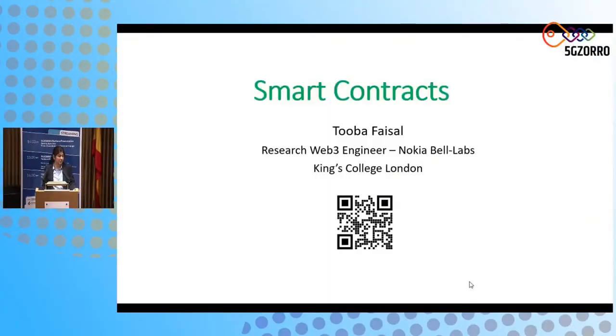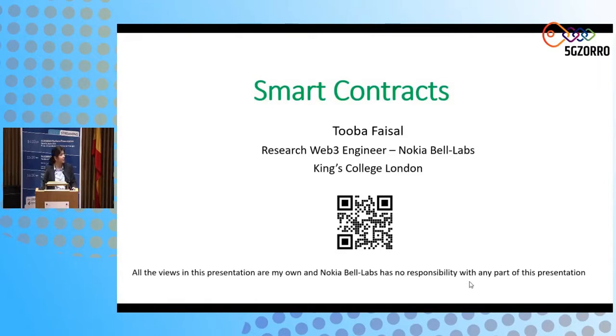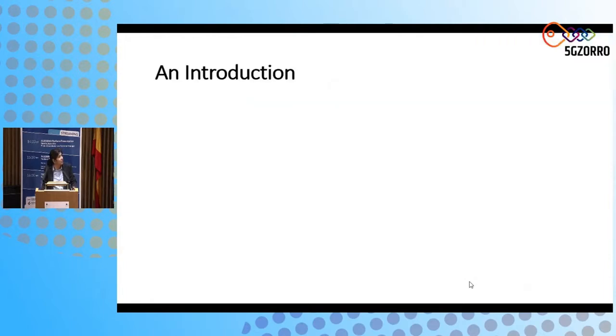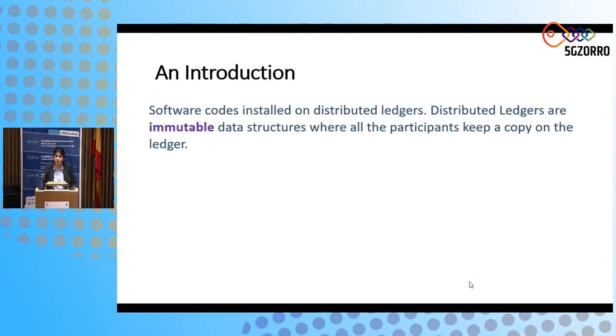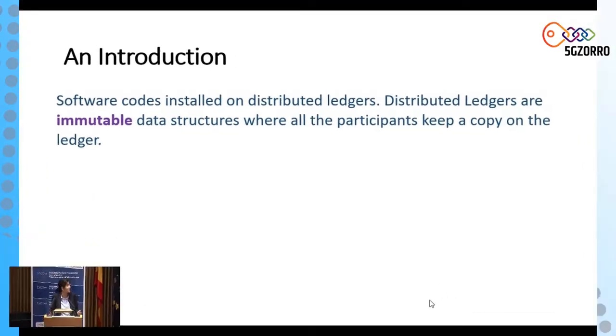I will be presenting on the topic of smart contracts. All the opinions are my own and not Bell Labs', who take no responsibility. Okay, so what are smart contracts? Smart contracts are software code. They are installed on distributed ledgers, which are immutable data structures. This evening, we have talked about DLT a lot. If you search Google Scholar and websites, everybody's talking about how distributed ledgers can contribute to a trustable environment in an untrustable environment in a trusted manner.